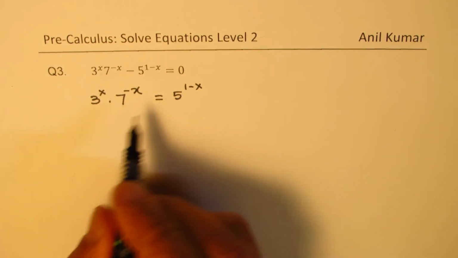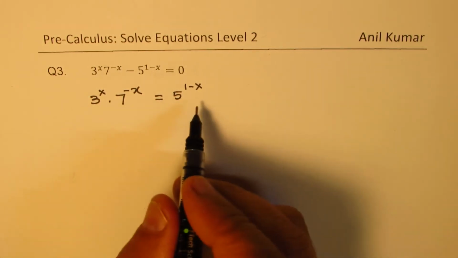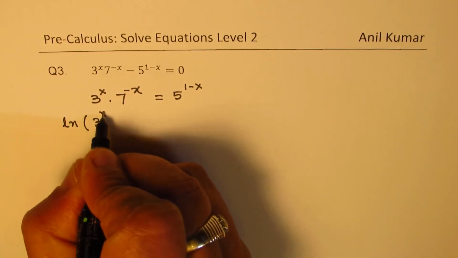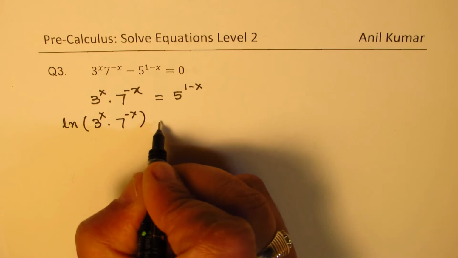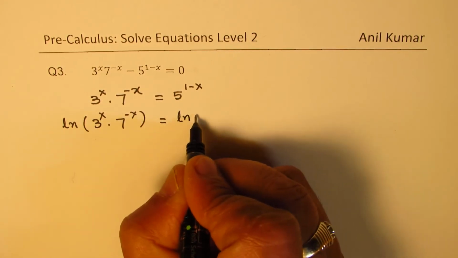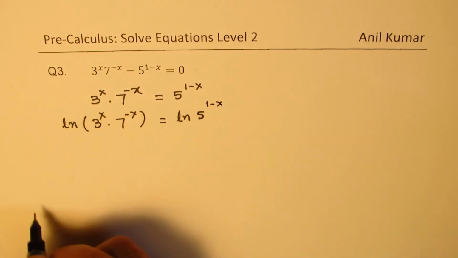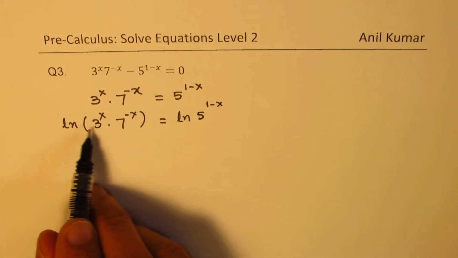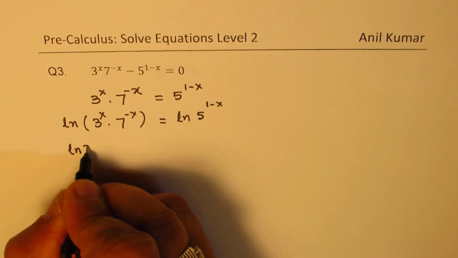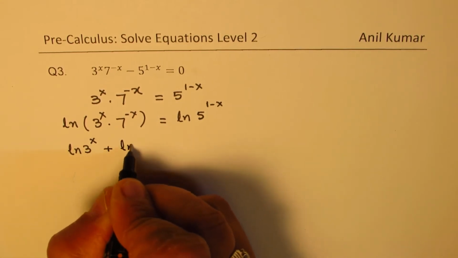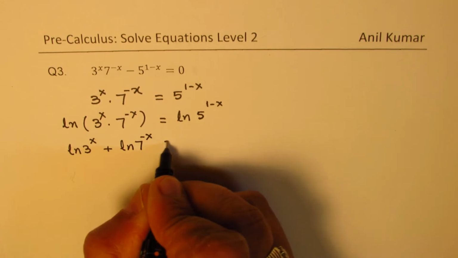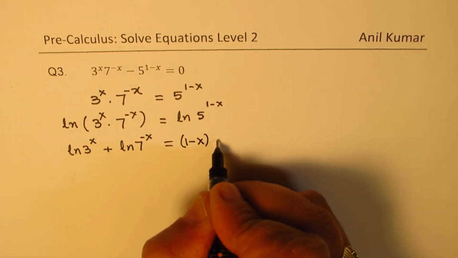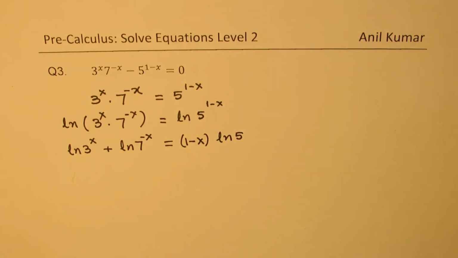Now we can take log both sides, right? So let's take natural log both sides, which is ln. So we can take ln 3 to the power of x times 7 to the power of minus x equals to ln 5 to the power of 1 minus x. Now using the properties of logarithms, this is the product. So I could write this as ln 3 to the power of x plus ln 7 to the power of minus x equals to, using the power rule, I can write this as 1 minus x ln 5.